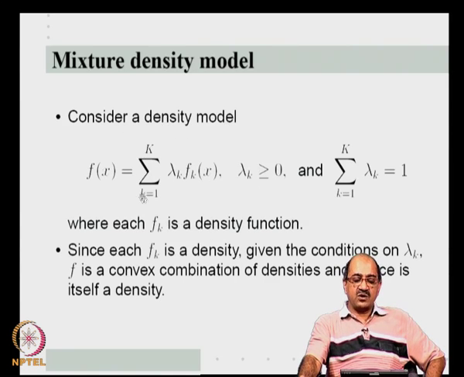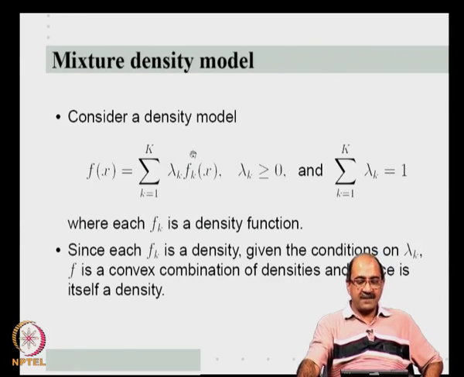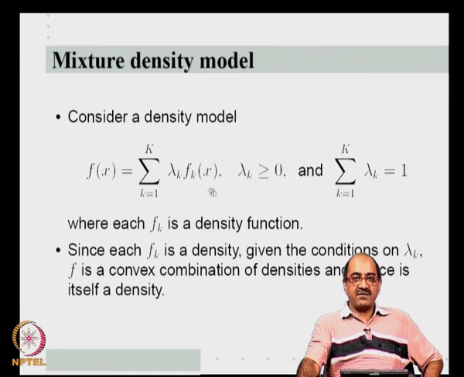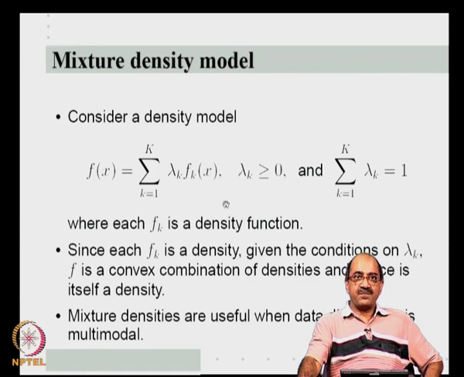Also, if you integrate this out over x, each f_k will integrate to 1, and since the summation of lambda_k is equal to 1, f(x) will itself integrate to 1. So, essentially, because f is a convex combination of densities, it will itself be a density. So, this is a well formed density model if the lambdas satisfy these conditions for convex combination and the f_k's are densities. We often call the lambdas the mixing coefficients and the f_k's the component densities.